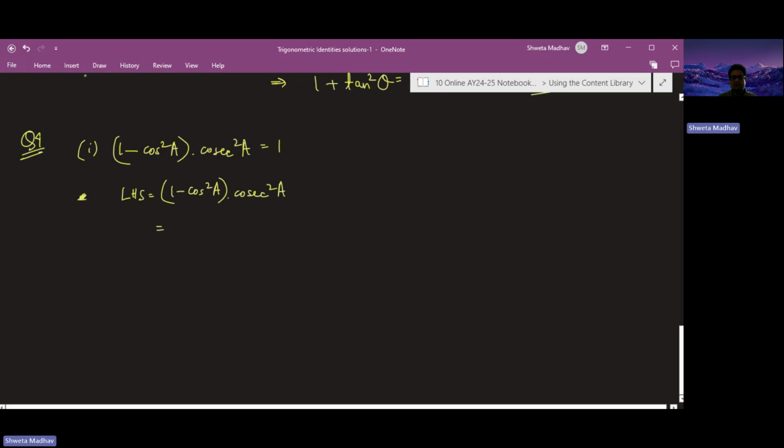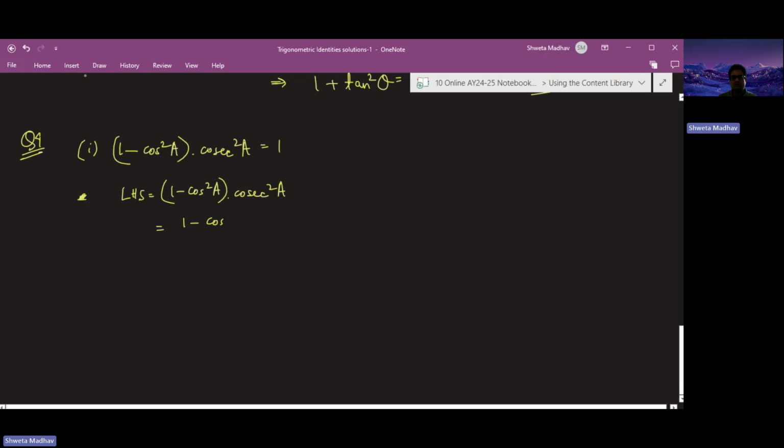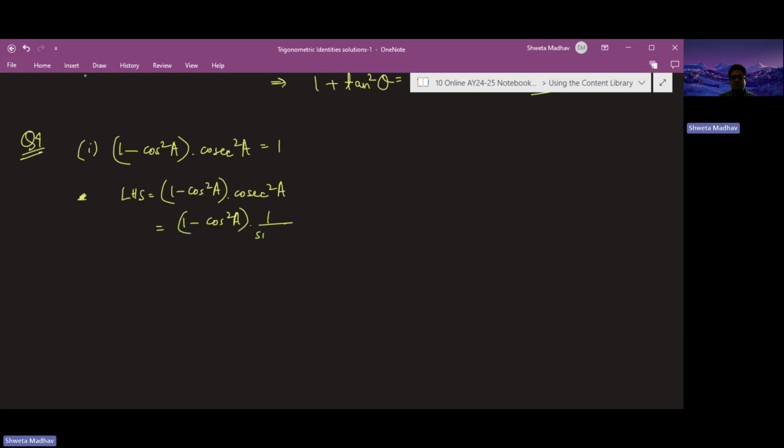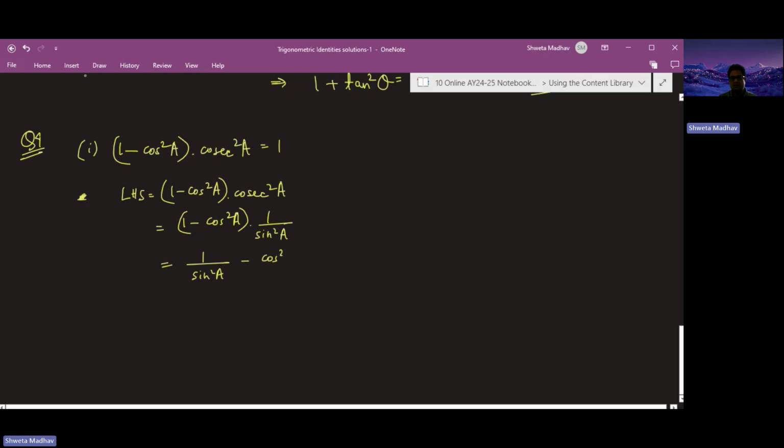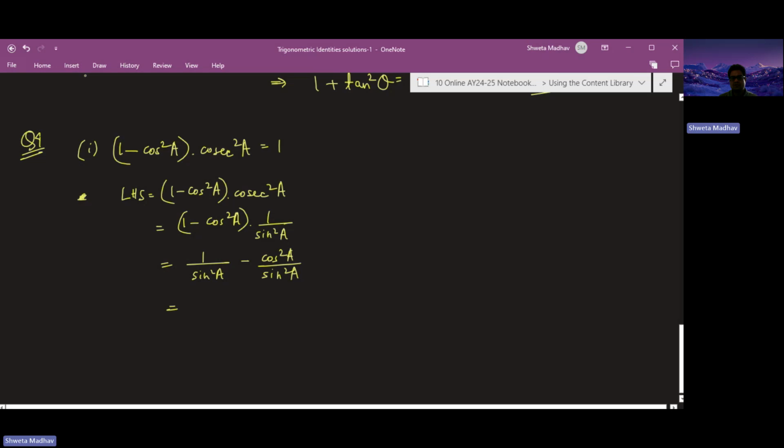So here, cosec square a I can write as 1 by sin square a, and that we can multiply with both of these. So this will be 1 by sin square a minus cos square a by sin square a. So now you can write (1 minus cos square a) divided by sin square a.